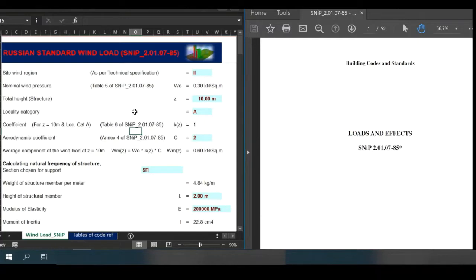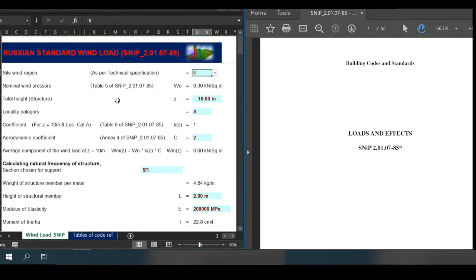The first input required for the wind load calculation is the site wind region. This is as per the technical specification. Here I am considering the site wind region as 2. There are 8 regions, and you can select as per the technical specification.